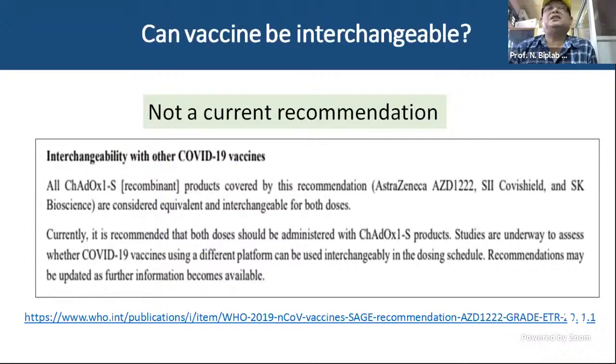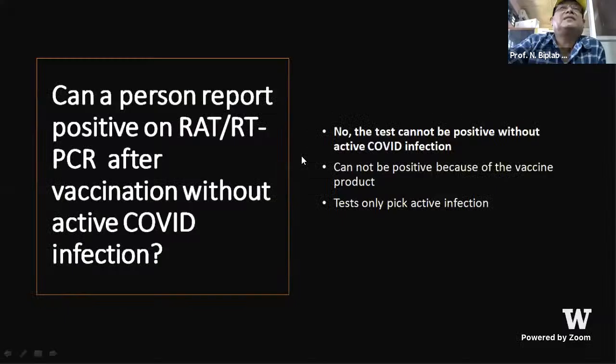Now, can vaccines be interchangeable? This is not currently recommended. Suppose somebody gets Covaxin as the first dose and Covishield as the second dose. You cannot do like that. There is no recommendation as of now for interchanging the vaccine.